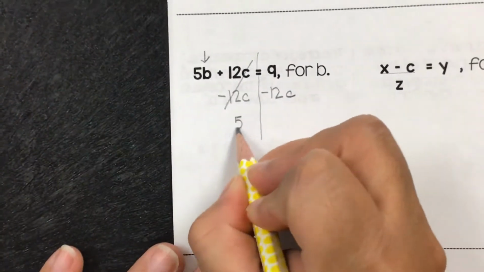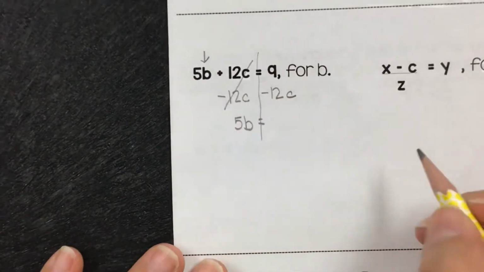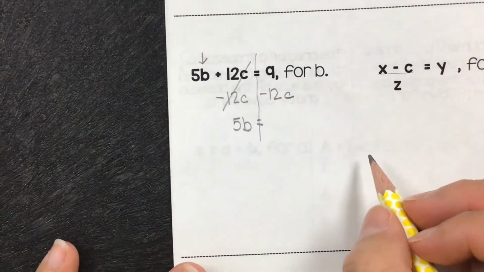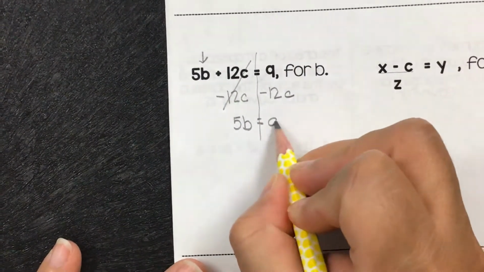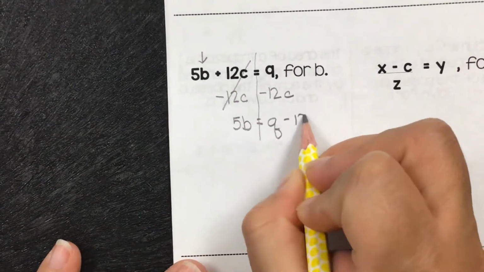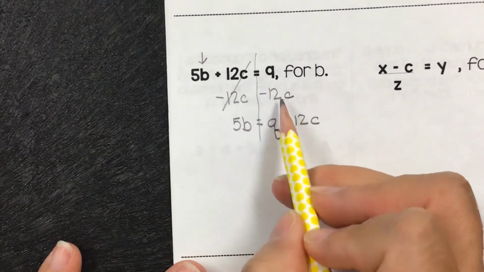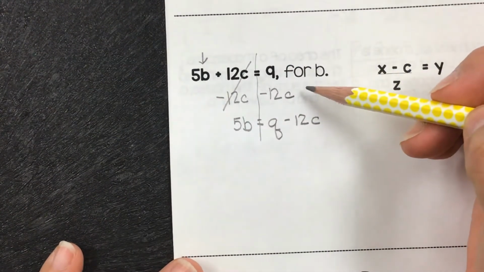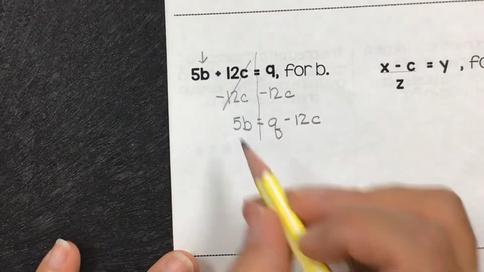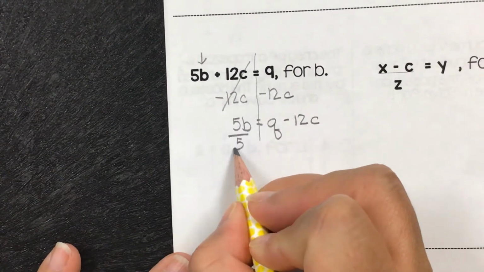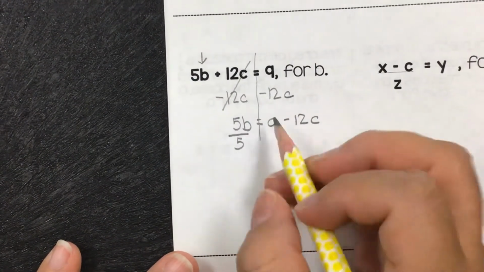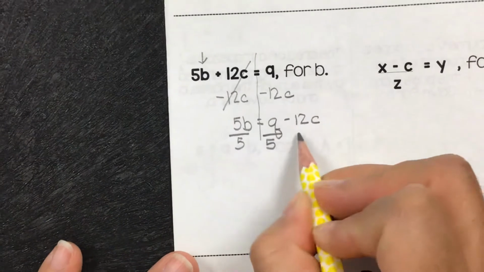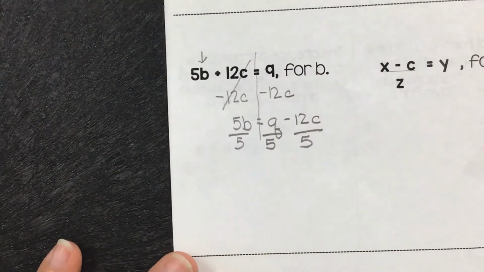Now we have 5B is equal to Q minus 12C. Remember, they don't go together, so we can't put them together. This has a different letter than this one. And then we're going to divide by 5. And remember what I told you, it means the same thing as dividing everything by 5.